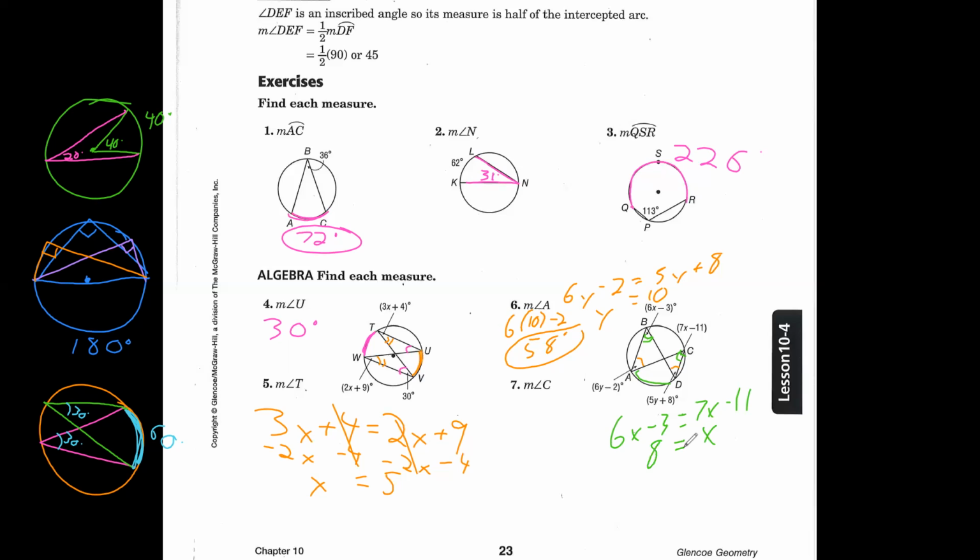Once you know what x is, now we plug it back in. Again, they wanted C. They want this angle this time. Plug it back in. 7 times 8 minus 11. 7 times 8 is 56. Minus 11. 45.